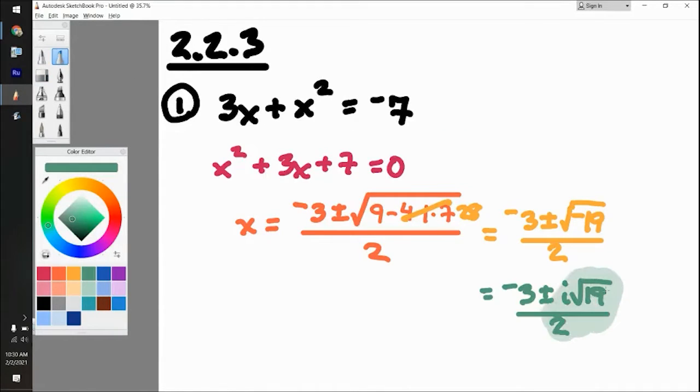Now you might be thinking, well, how is this 2 answers? Well, it's because it's plus or minus. That's 2 answers. It really should say plus and minus. And then another quick review.